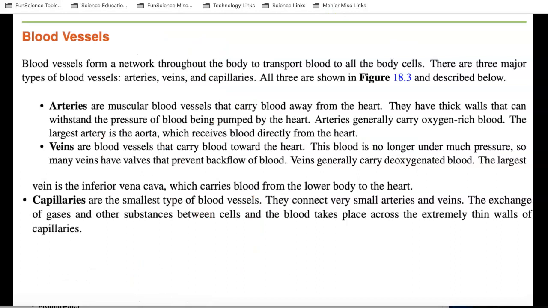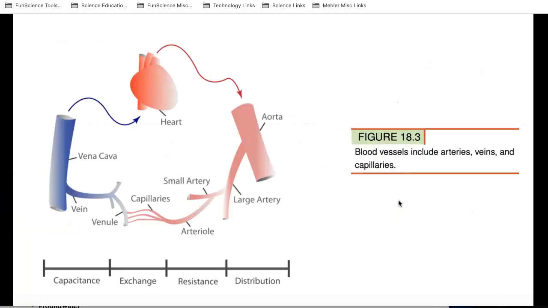The structures that carry the blood from the heart are referred to as blood vessels, and we've already mentioned them. Arteries are muscular blood vessels that carry blood away from the heart. Veins are blood vessels that carry blood toward the heart. And the smallest of all the blood vessels are called capillaries, and they are connected by very small arteries and veins. We'll see that in the next picture.